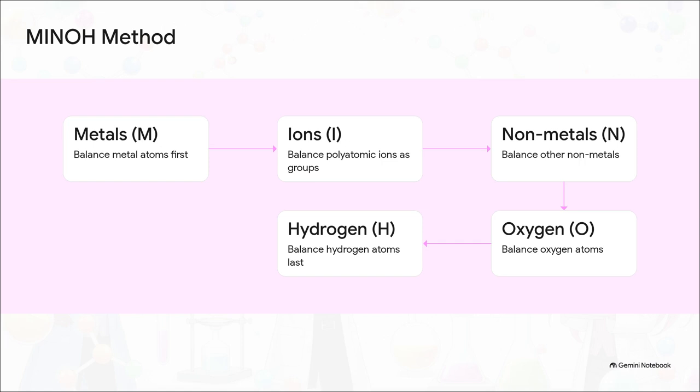First, metals, so things like sodium or iron. Second, polyatomic ions. Third, nonmetals like chlorine or sulfur. Fourth, oxygen. And fifth, hydrogen.